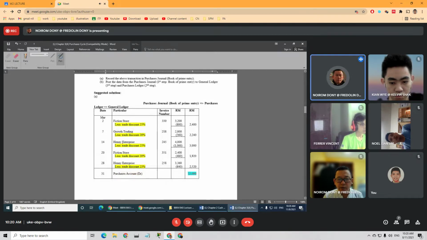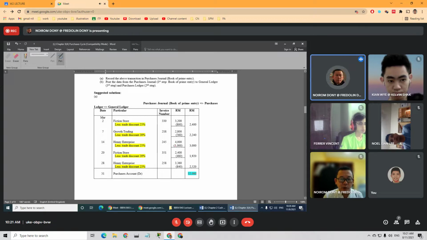So the name of the supplier, because you haven't paid, isn't it? So you must know who you owe. That's why you need to take the name of the supplier, Henry Enterprise, and you have to show in your prime entry the trade discount offered by Henry Enterprise. So less trade discount and state the percentage, 25%. And also don't forget to include the invoice number. Okay, the gross amount 4,000.